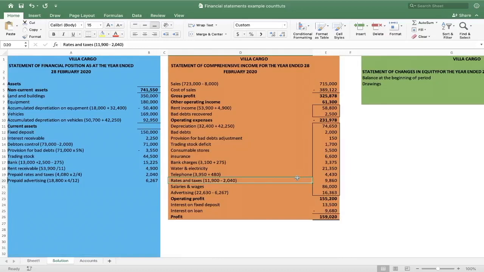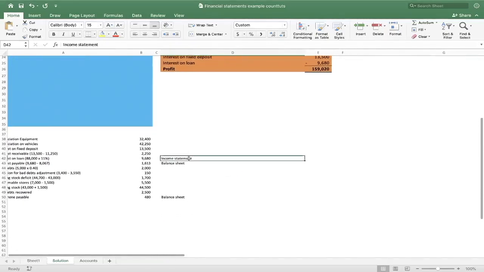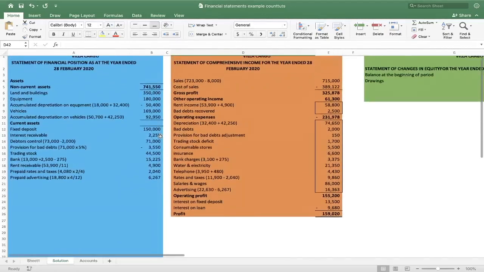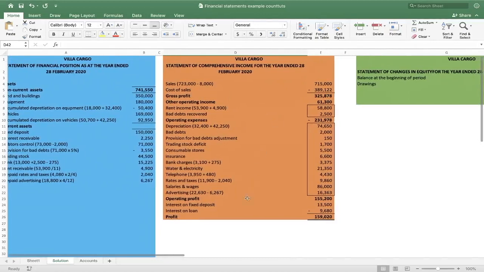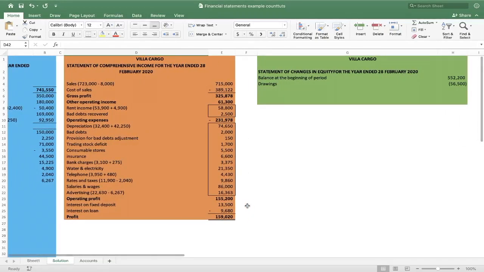Okay, now that we are done with our income statement, or the statement of comprehensive income, let me just make sure that I remove this one here to show that we are done with everything concerning the income statement. I just need to take my profit from the income statement and put it into my statement of changes in equity. Okay, so I just need to do that. So under my statement of changes in equity, obviously I've put down the balance at the beginning of the period, and then we have drawings that I've put there as a negative, and then we have profit now.